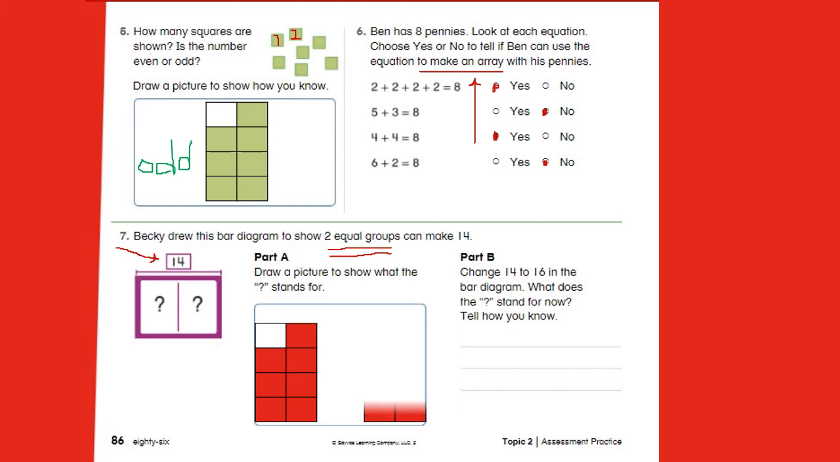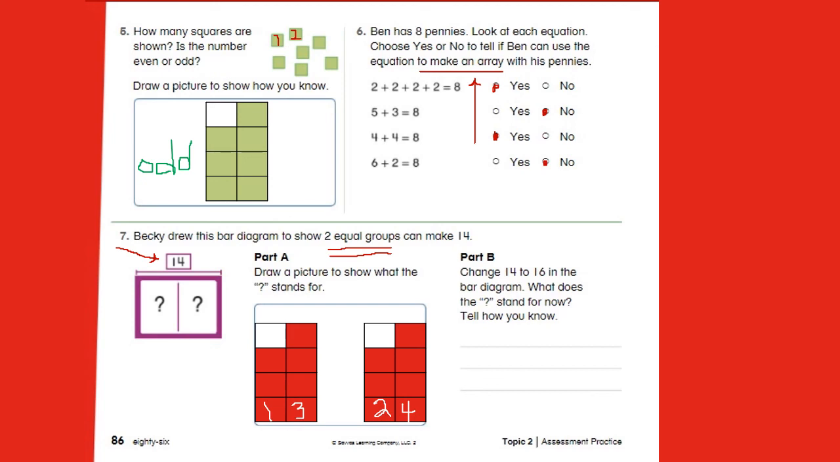Okay, or what you can do is make two equal stacks and keep going until you reach the number 14. Okay, so for example, you might do something like this. 1, and then go over to the other side and make a 2. And then go back here to the left side again and make a 3. Okay, and then go back to the right side and make a 4. And eventually, when you get to the top, you'll reach 14, and you'll come up with two equal groups.